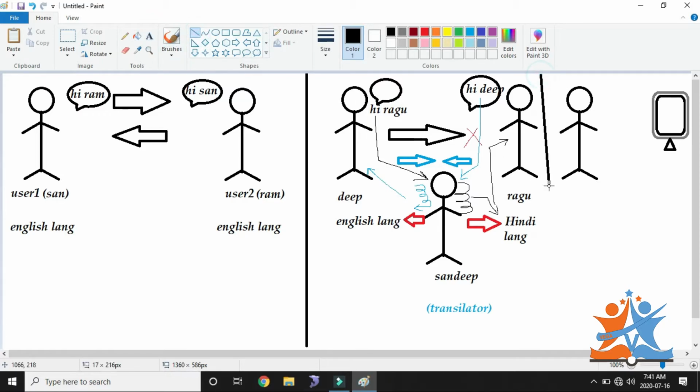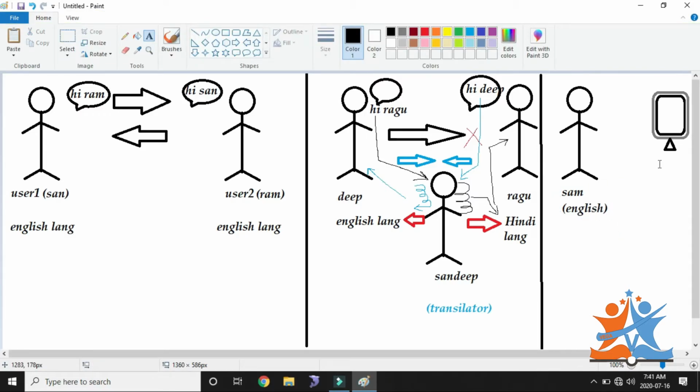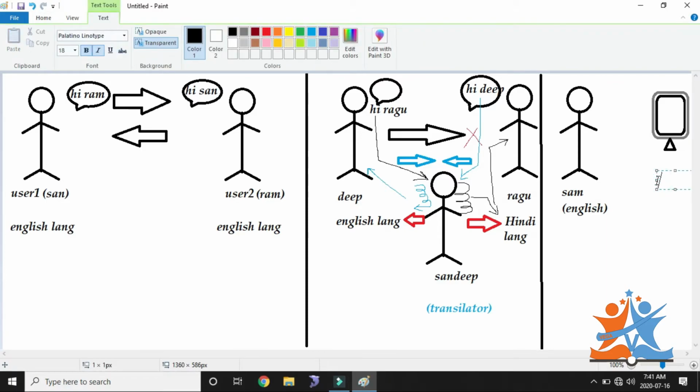The universal language is English. So here the person is Sam. Sam has knowledge of English. The machine will understand only binary language.